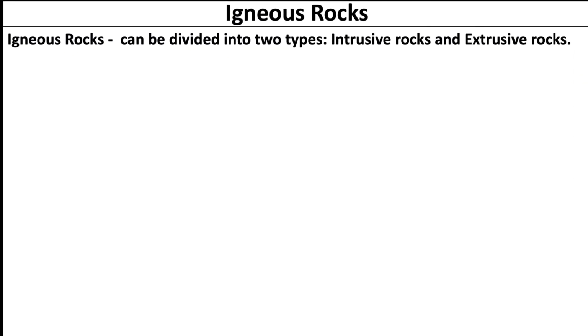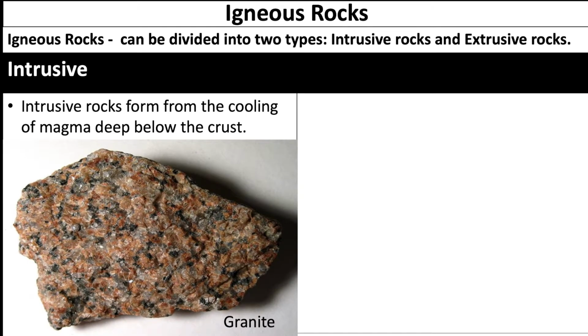Igneous rocks can be divided into two types: intrusive rocks and extrusive rocks. Intrusive rocks. Intrusive rocks form from the cooling of magma deep below the crust. These rocks are so named because the magma that forms enter into other rock masses beneath the earth. The magma then cools and hardens to form intrusive igneous rocks. The word in and intrusive mean inside.